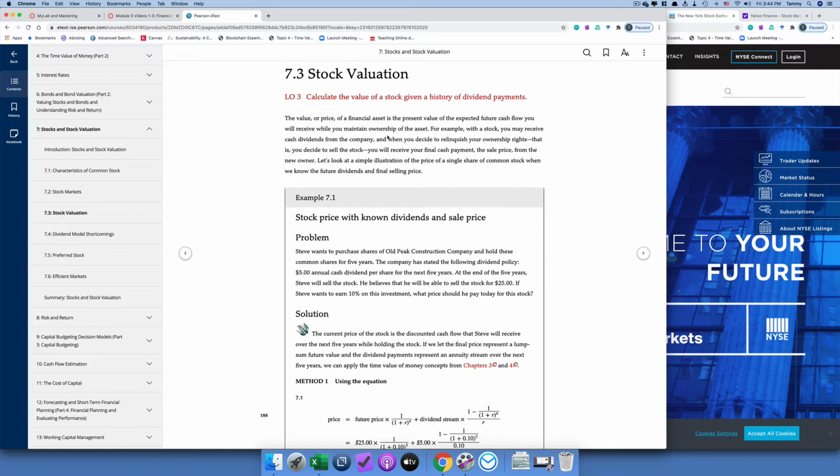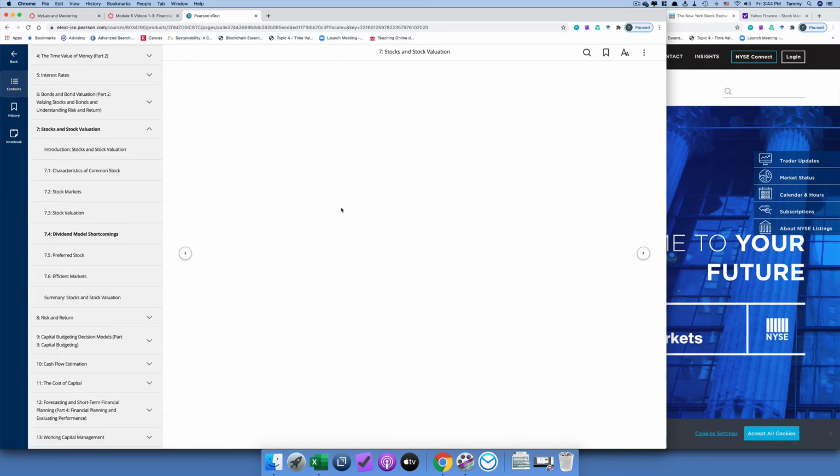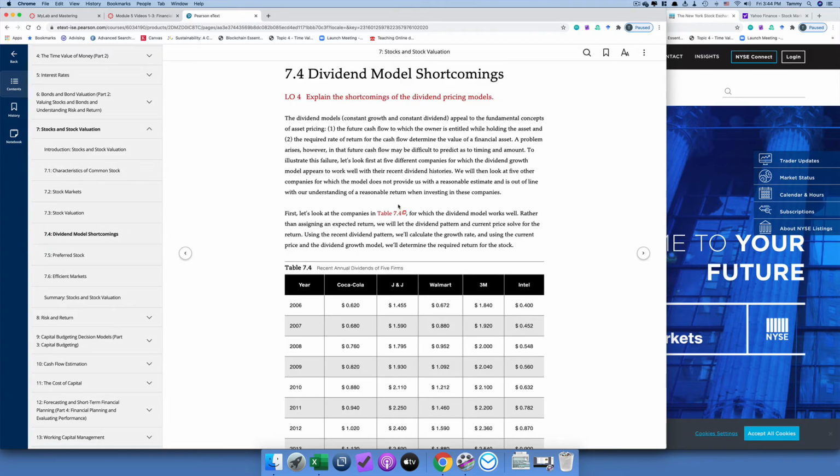So I'm actually not even going to address them with you for this class, because, as I said, next module we'll be going into more detail about a more robust valuation model. And as a matter of fact, there's a section in your textbook which explains what the shortcomings are.